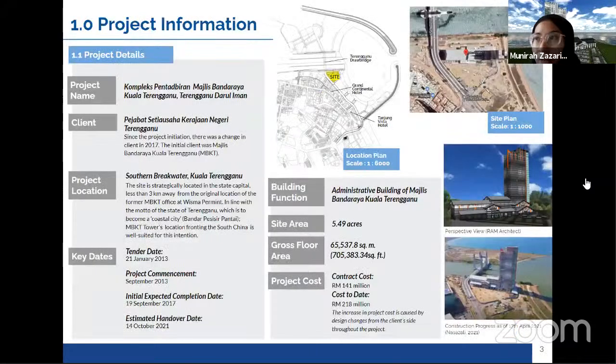Okay, next to share some facts about Menara MBKT. Firstly, the function of the building is to be used as the administrative center of MBKT. The building is built on reclaimed land and is located near the Kuala Terengganu drawbridge. The tender date for the project was in early 2013. Since then, the project experienced delays, which I will further explain later. There's also been an increase in project costs by over 70 million ringgit.